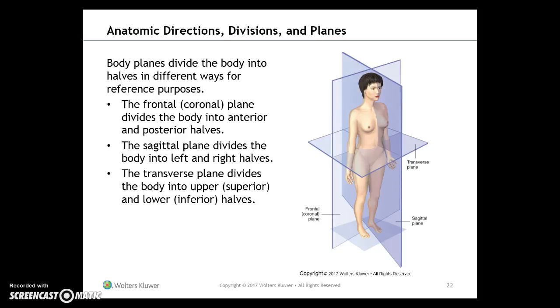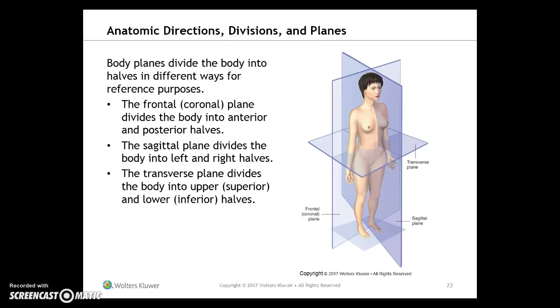This diagram shows us the body planes that divide the body into halves in different ways for reference purposes. So the frontal or coronal plane divides the body into anterior and posterior halves, the sagittal plane divides the body into left and right halves, and the transverse plane divides the body into upper, or superior, and lower, or inferior, halves.